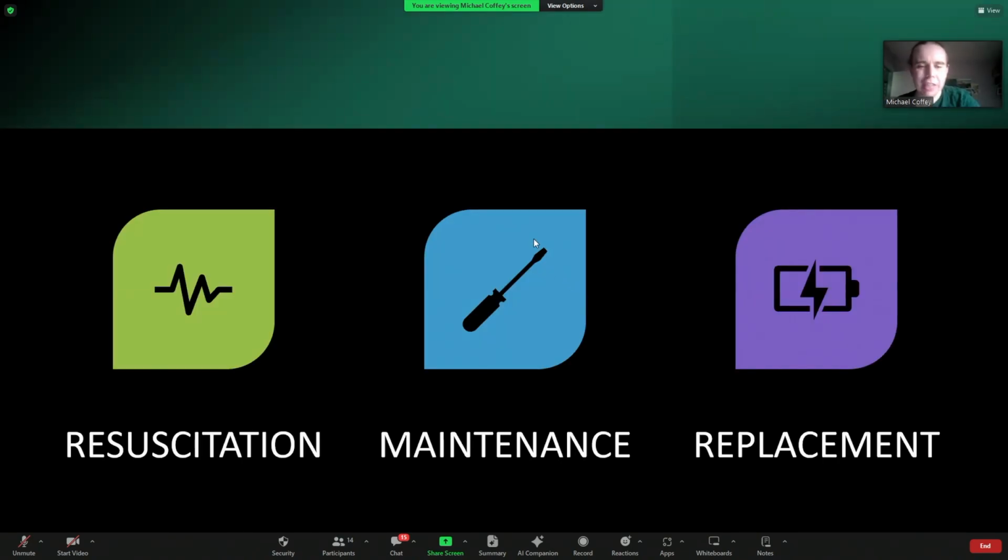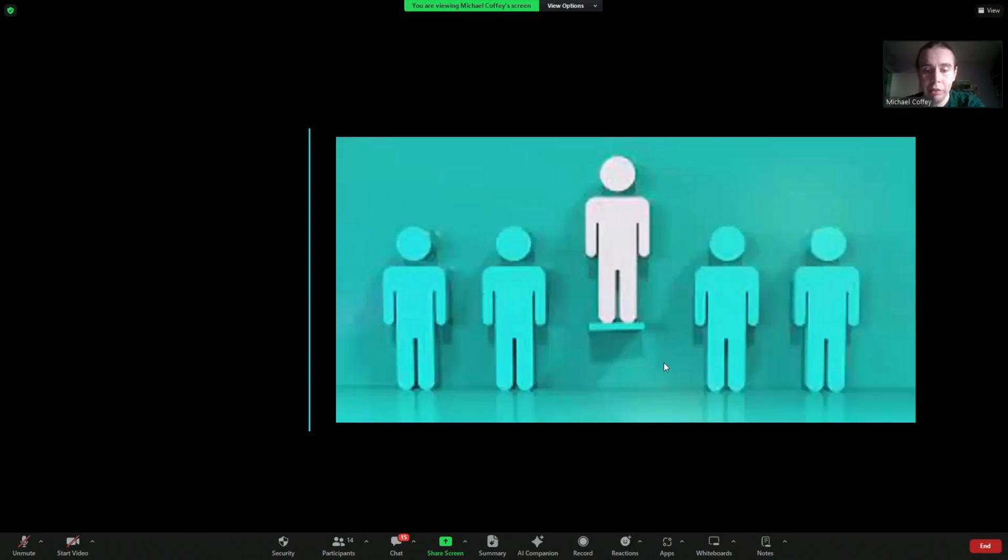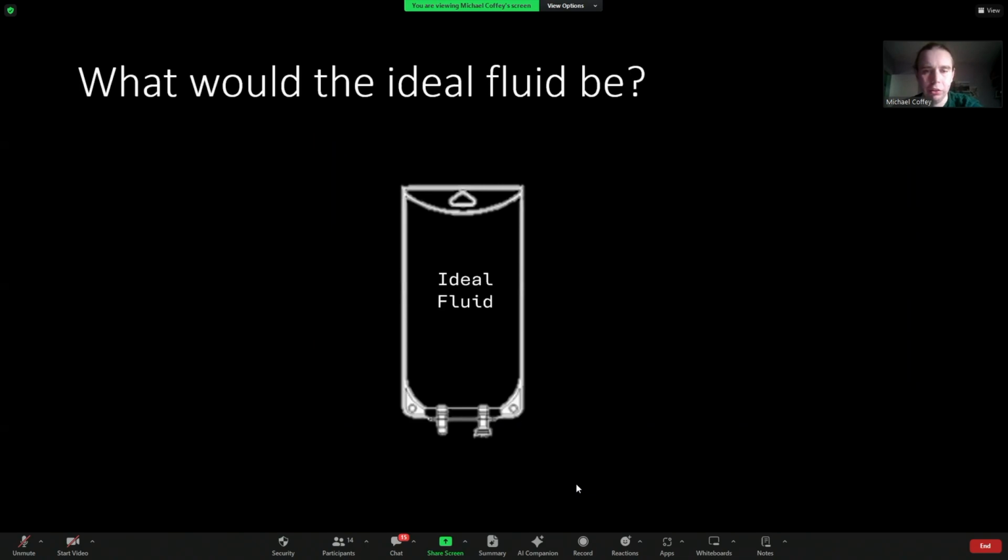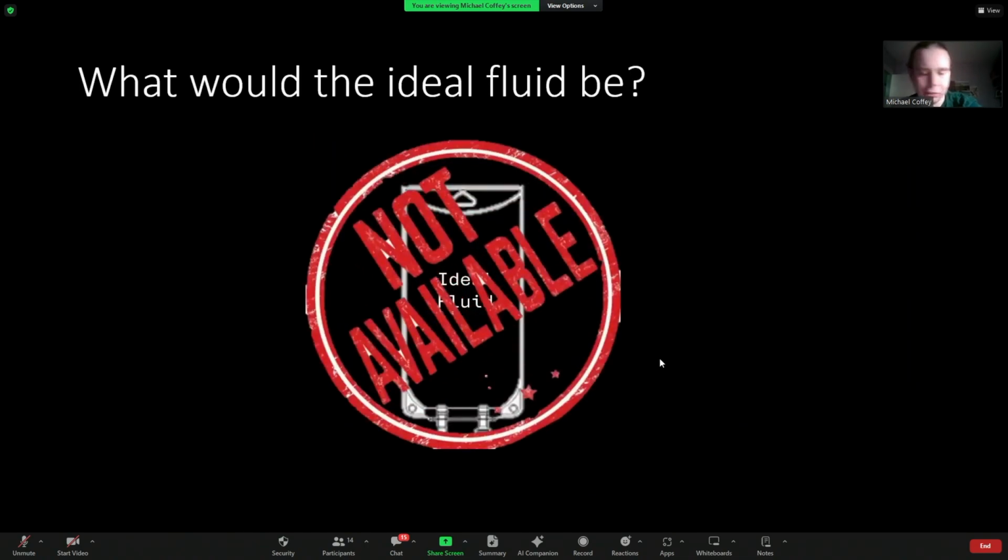So let's think about why we give our fluids. We give them for different reasons: generally resuscitation, maintenance, and replacement, and I'm focusing today mainly on resuscitation scenarios. Remember that in each individual patient and context, there are going to be different needs for what we require. So there's no real one size fits all. An ideal fluid, unfortunately, doesn't exist.